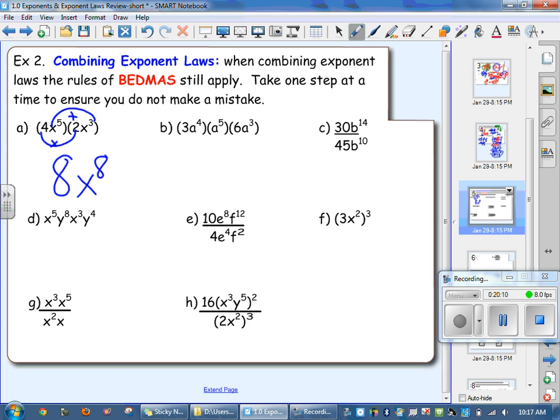On letter B, same kind of thing. All in brackets mean they're multiplying. There's no exponent on the outside of brackets. So I multiply the coefficients. I get 18. And I add exponents on all of my a's. So I'm going to get 18, a exponent 12. That's as far as I can go there.